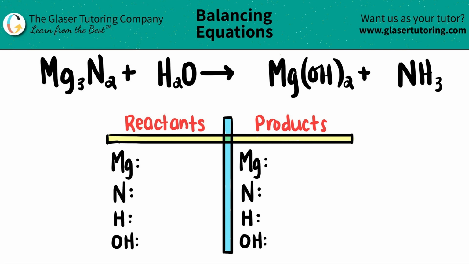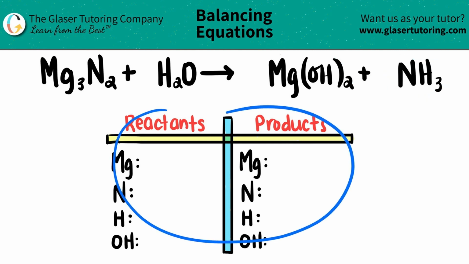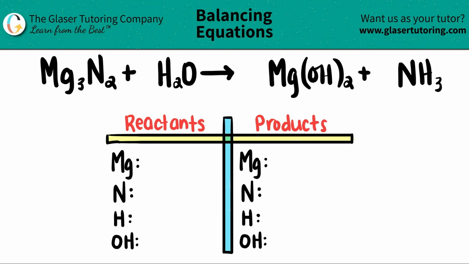We're going to be balancing the equation of Mg3N2 plus H2O yields Mg(OH)2 plus NH3. I already wrote down our little balancing chart here, as well as the elements that I see on both the left and the right side. But here's a catch, guys.